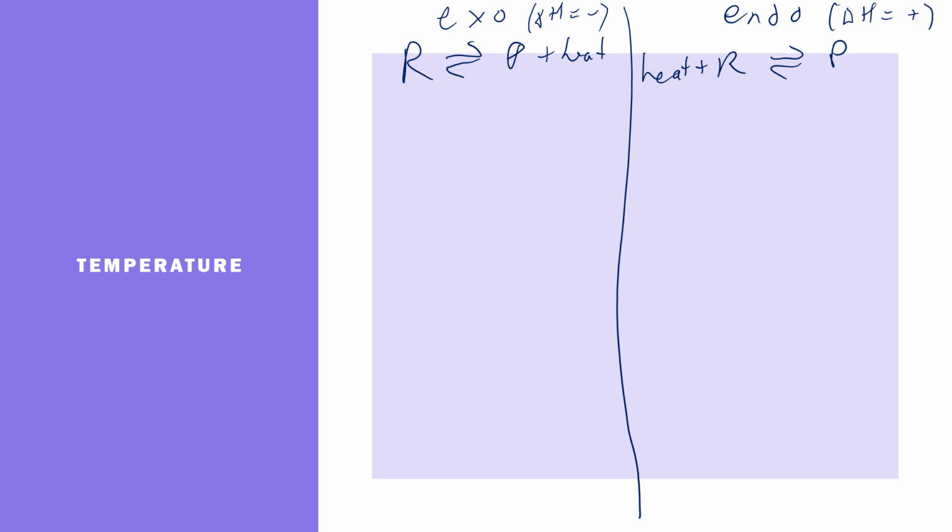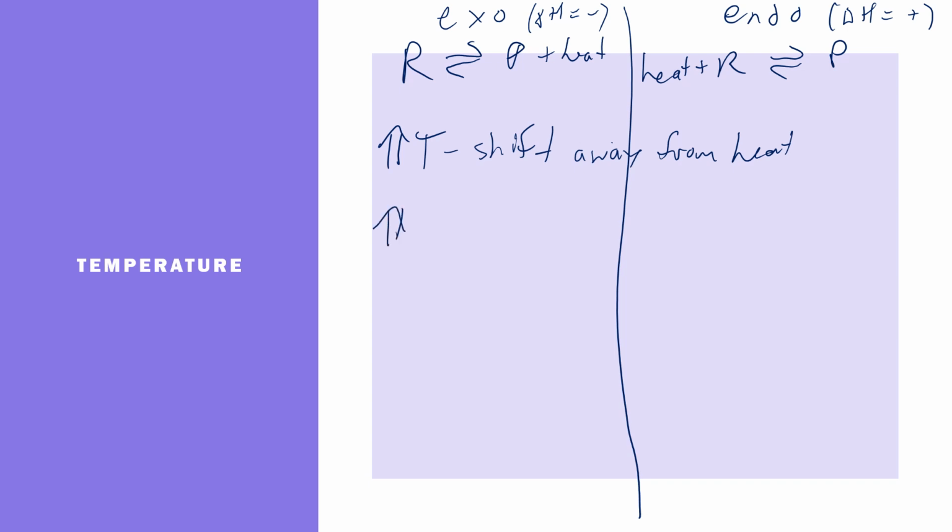Okay. I always like to write the heat in as a reactant or product because it helps you to figure out which way it's going to shift. So if you were to increase the temperature, it will be too hot, so it's going to shift away from the heat. And that's true for both types of reactions. Shift away from the heat.